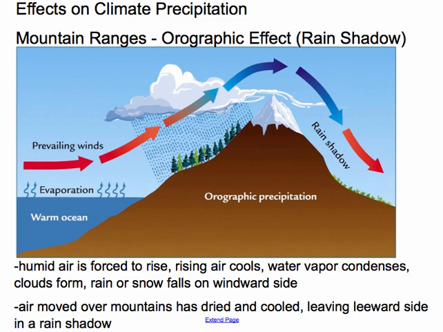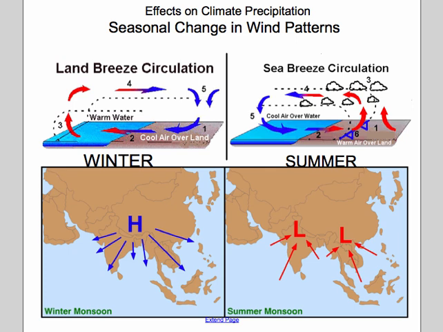So the last one for precipitation is seasonal change in wind patterns. Here we have a winter monsoon and a summer monsoon. You can think of it as a really big example of a land breeze and a sea breeze, since here in Southeast Asia we have the monsoon season. In the winter you have high pressure sitting over the land, and high pressure is going to blow air to low pressure, so low pressure is going to be sitting out over the ocean. You have air coming off of the land, which is drier. It goes out over the ocean and then picks up moisture and is able to come back. However, if you're on the land, you're going to be having a dry season.